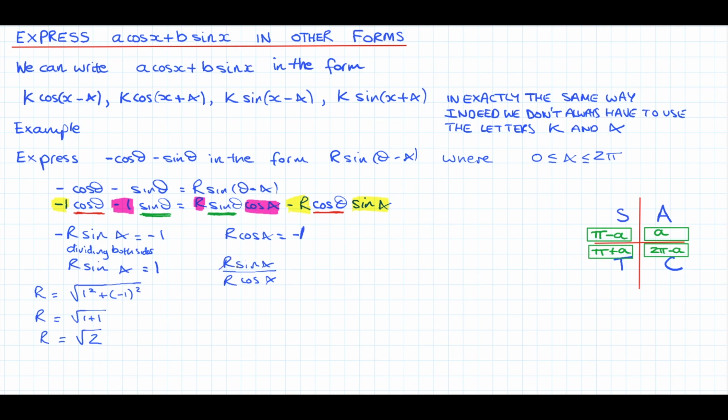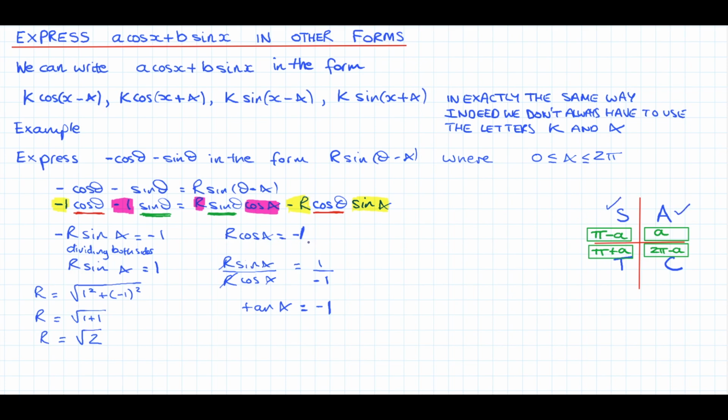Again, we're going to cancel that off. r sin alpha we've written down as 1, so that's 1 over r cos alpha, -1. So sin alpha over cos alpha, which is tan alpha, is equal to -1. So again, we've got to decide which quadrant this lies in. Again, we go back to this thing. r sin alpha is 1, so the sine is positive. Where is the sine positive? In here and in here.